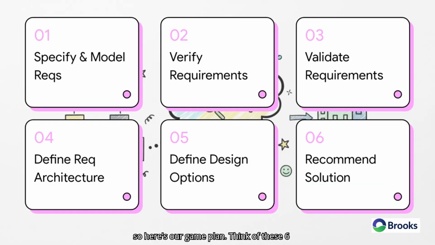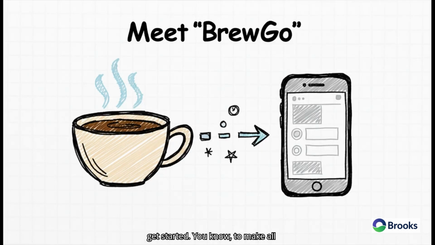All right, so here's our game plan. Think of these 6 steps as our roadmap. This isn't just some random checklist, it's a structured journey, specifically designed to help us avoid costly mistakes and make sure that the thing we end up building is something that actually matters. We're going to go from a rough idea all the way to a final, rock-solid recommendation. Let's get started.